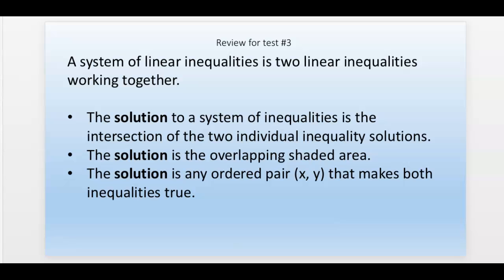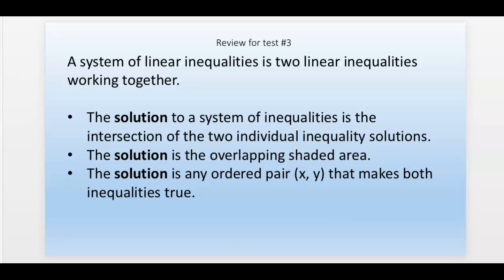Now, a system of linear inequalities, again, is two linear inequalities working together. Guys, these three things you need to know for the test about the solution. Again, the solution to a system of inequalities is the intersection of the two individual solutions to each individual inequality. Again, it's the overlapping shaded area. When you shade both areas, it's the double shaded. That's the solution.